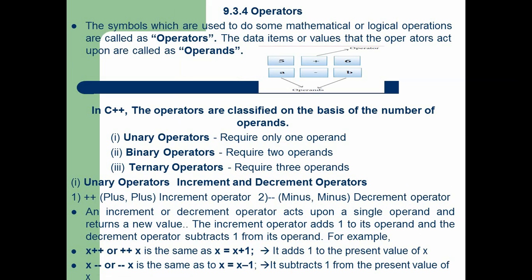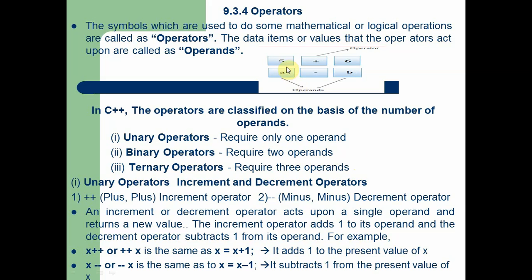Now we are going to discuss the next lexical unit, operators. What are operators? The symbols which do some mathematical operations are called operators. The data items or values that the operators act upon are called operands. So operators are the symbols which do some mathematical operation, and that operation is executed on particular data. That data are called operands.